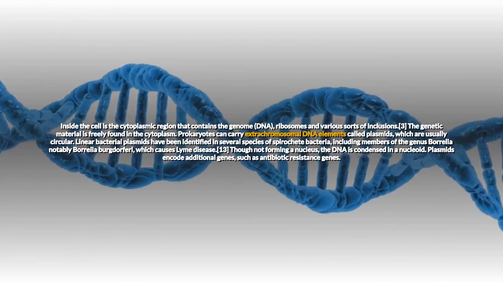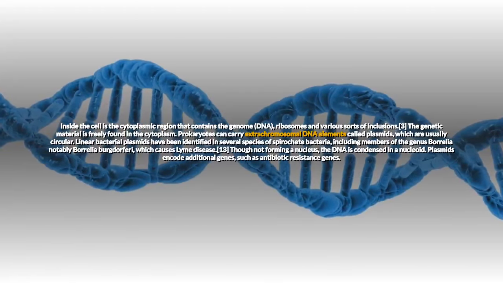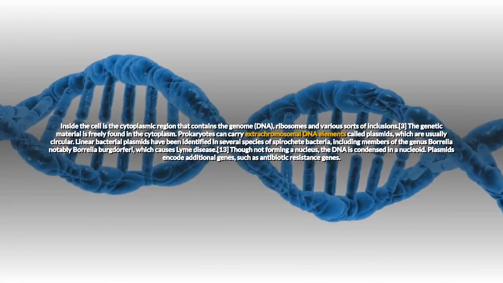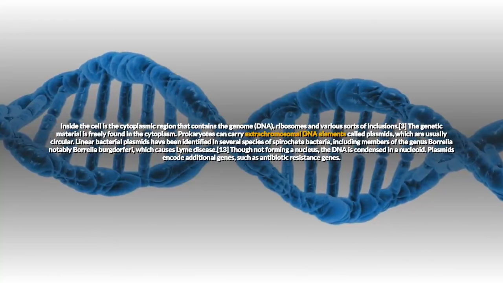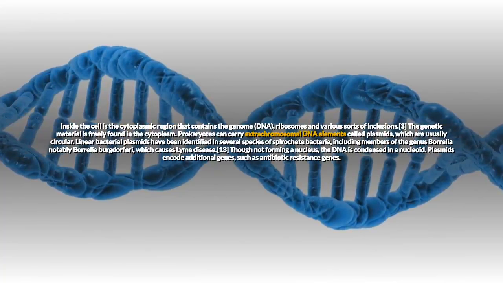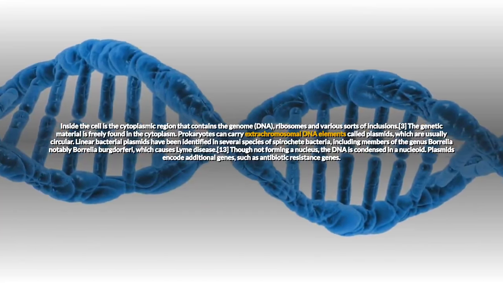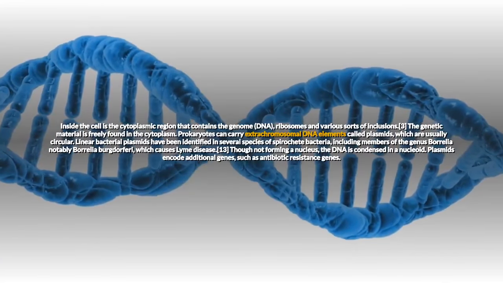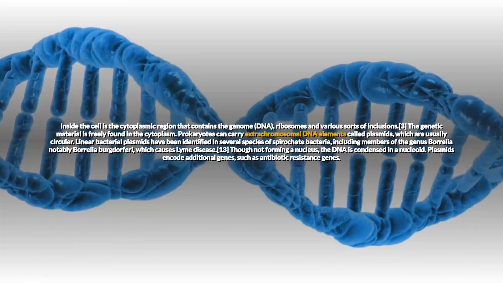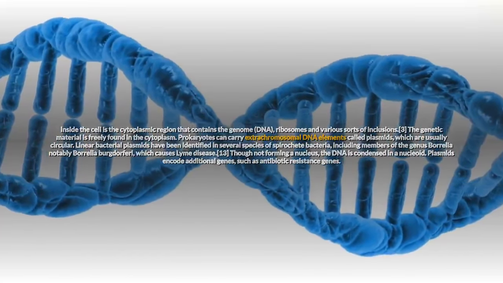The genetic material is freely found in the cytoplasm. Prokaryotes can carry extrachromosomal DNA elements called plasmids, which are usually circular. Linear bacterial plasmids have been identified in several species of spirochete bacteria, including members of the genus Borrelia, notably Borrelia burgdorferi, which causes Lyme disease. Though not forming a nucleus, the DNA is condensed in a nucleoid. Plasmids encode additional genes, such as antibiotic resistance genes.